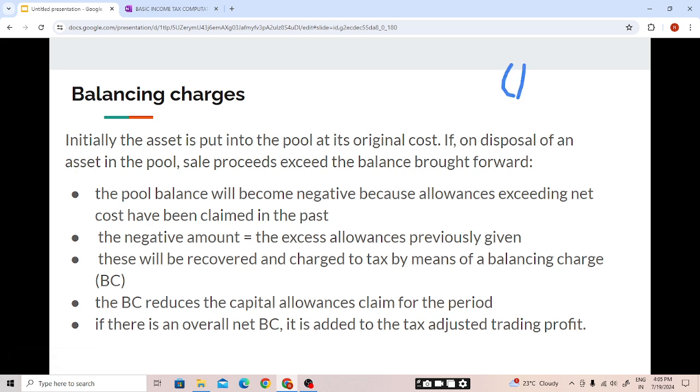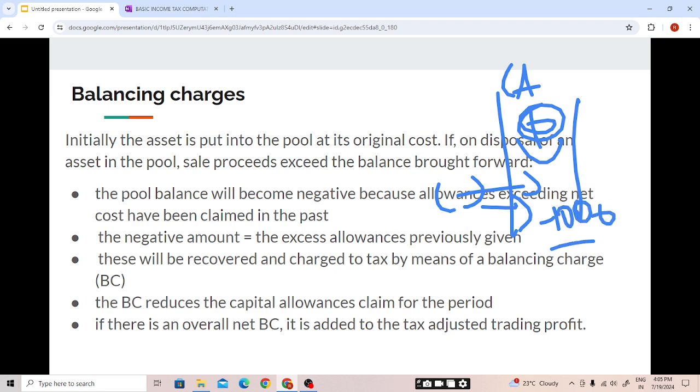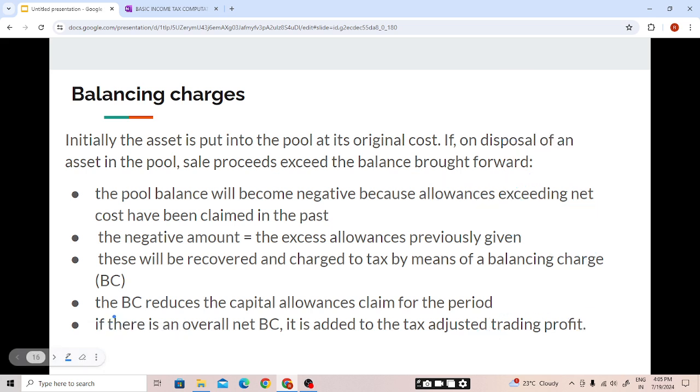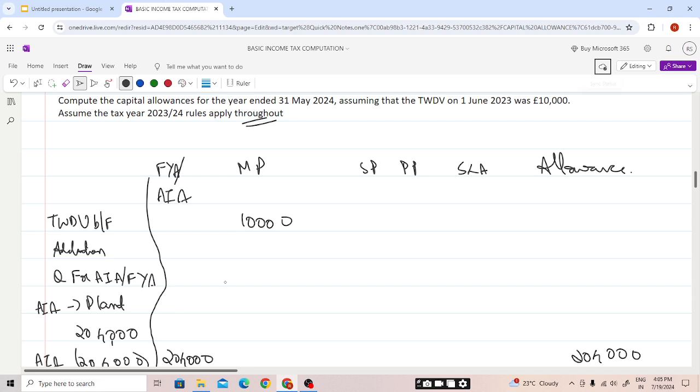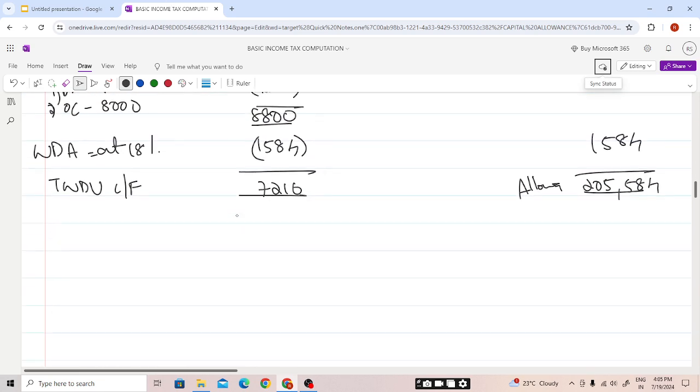If we have some capital allowance claimed in that period, then the minus figure will reduce the capital allowance. No issue. If no capital allowance, directly we have minus 1000 as the figure. This will be added to the tax adjusted trading profit. Now we will solve a question so that we are clear with the concept.